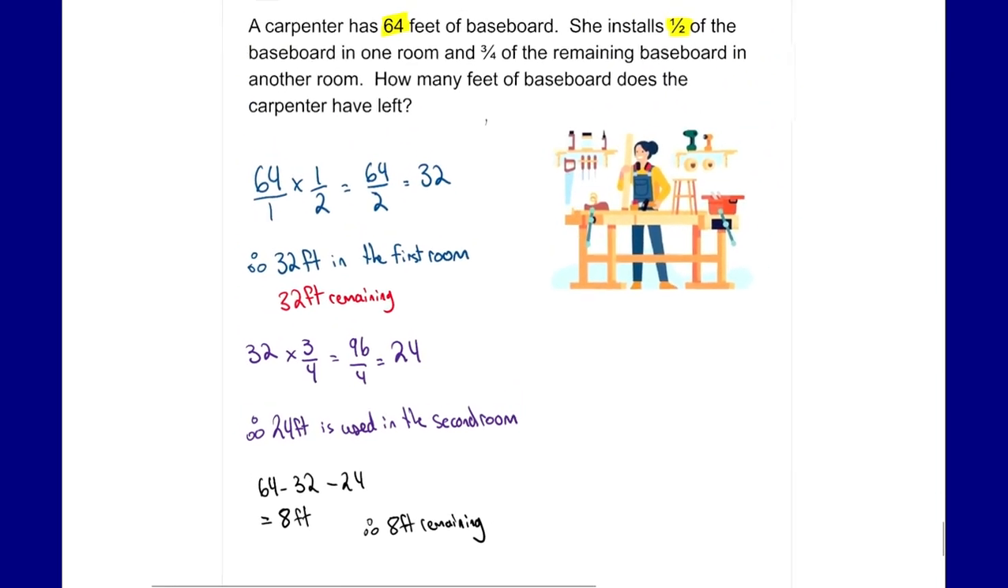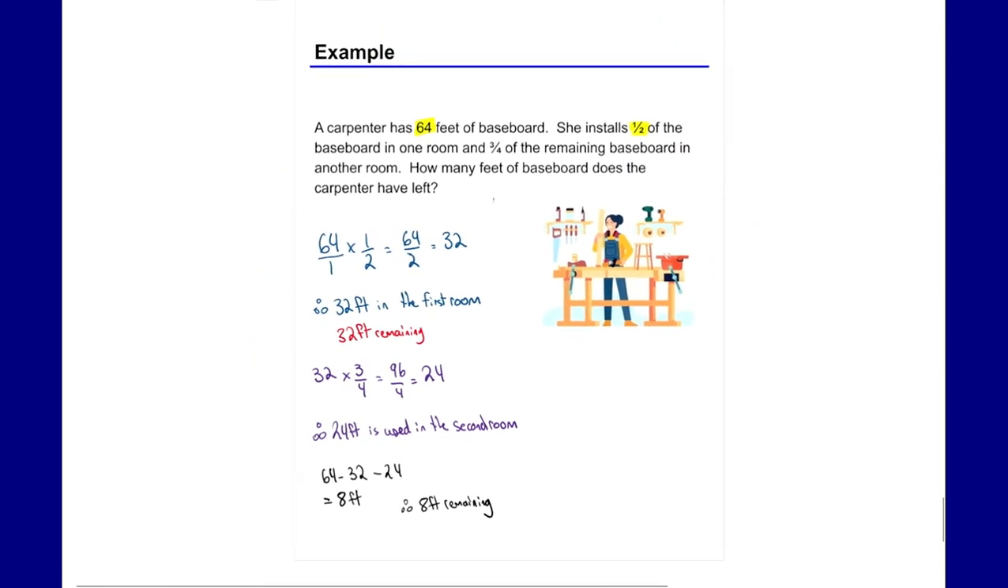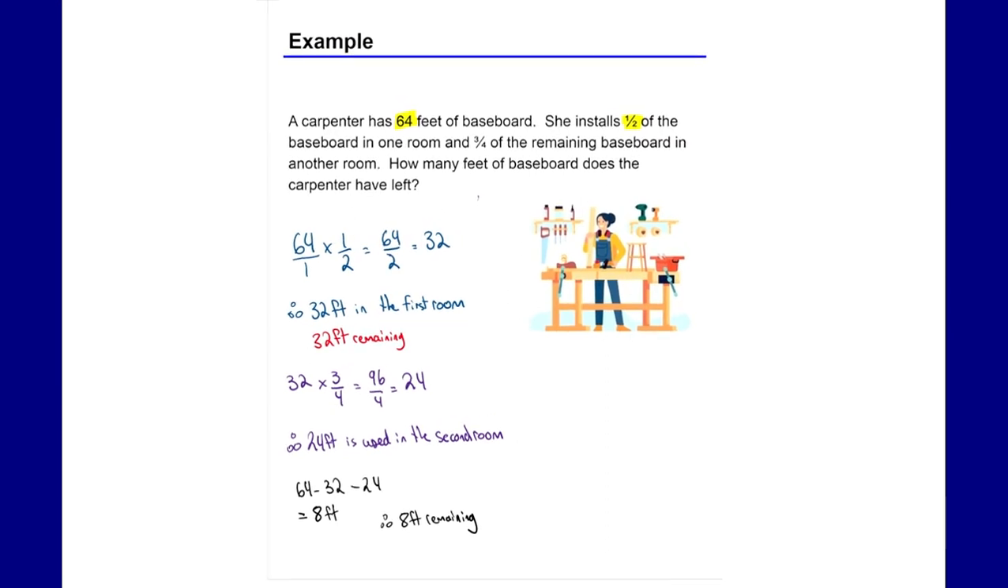So again, the main thing that we looked at today was just understanding how to work with fractions, how to multiply fractions, how to add fractions, and how to divide fractions. Just make sure you're comfortable with working with fractions, or if anything, make sure you're comfortable using your calculator.